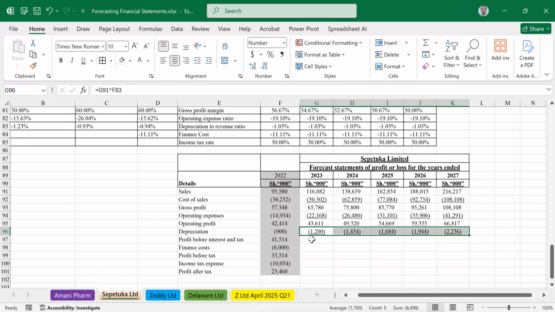Now get profit before interest and tax. Select this. Alt equal. And that is profit before interest and tax.